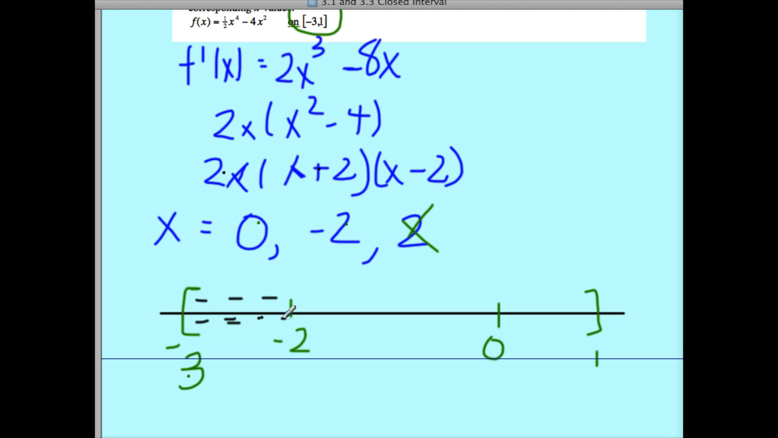Let's use a test point of -1 in this section. If I plug in -1, I get a negative number. Here I get a positive number. Here I get a negative number, which gives me negative times positive times negative. That's positive in this section right here. And then in this, I can plug in 1 since it is out in that section. We get a positive, we get a positive, and then we get a negative, which gives us this right here.